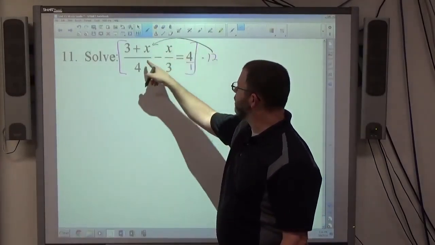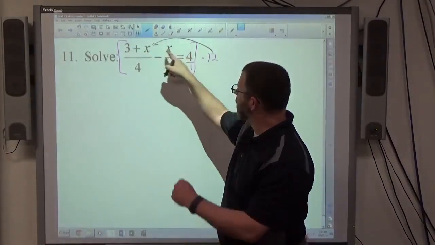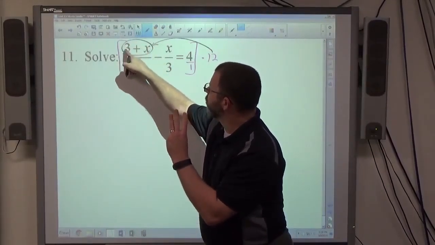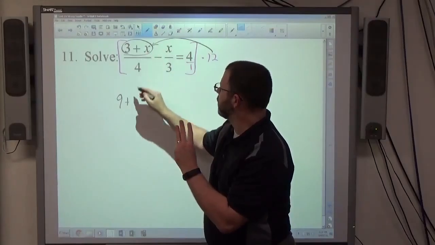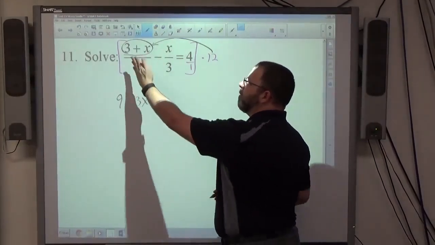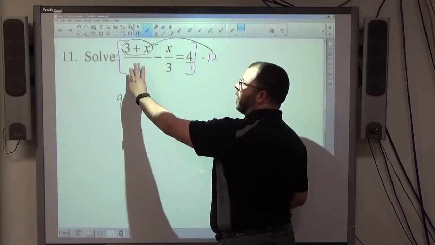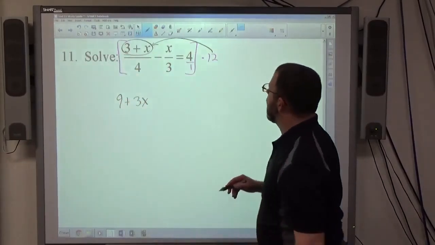All right, we divide first, multiply the result times the top. 12 divided by 4 is 3. We're multiplying 3 times the entire top. So 3 times 3 is 9, and 3 times x is 3x. So be careful if you have multiple pieces. This quotient, whatever it is, 12 divided by 4 is 3. 3 times both things, distributive property.